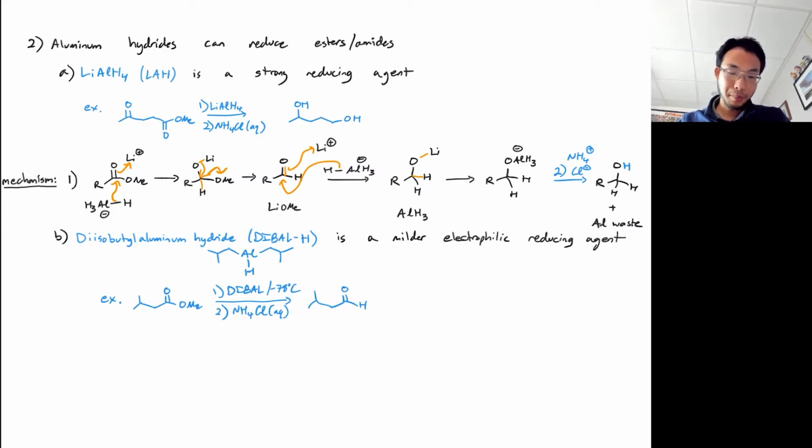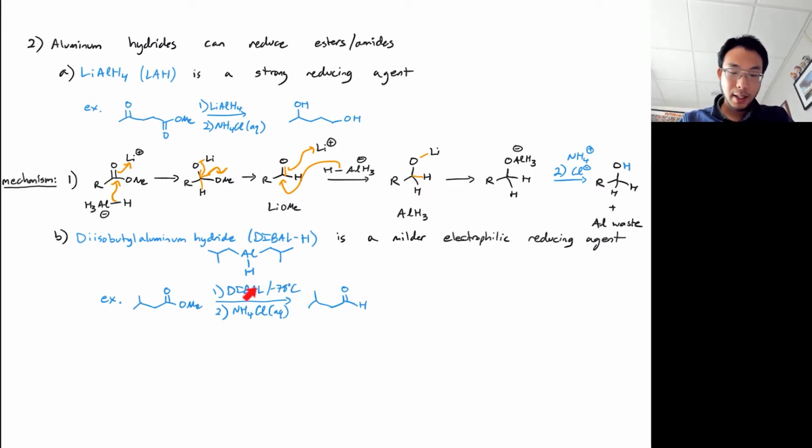an isobutyl group. And what you can see right away is that this is a neutral aluminum versus the negatively charged aluminum that we have in LAH. And so the way we think about this is that LAH is a nucleophilic reducing agent, while DIBAL is an electrophilic reducing agent, and it's electrophilic because the aluminum has less than a full octet. And so here's an example of that reaction in action.